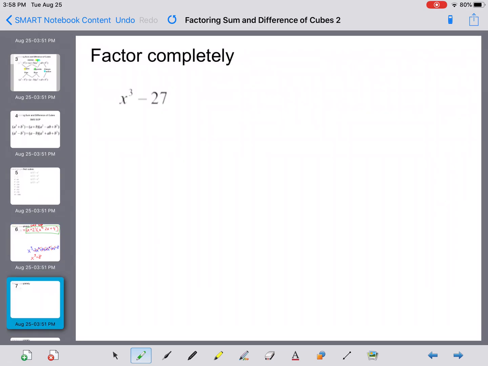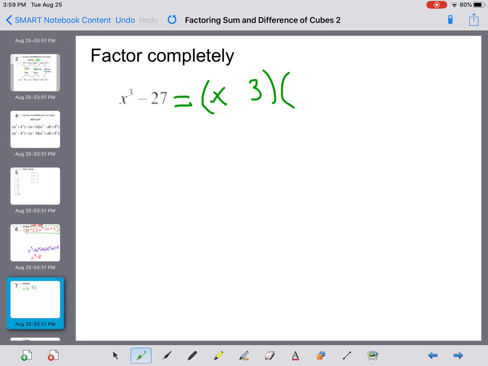Looking at another one, we have x to the third minus 27. So again, we have x to the third, which is a perfect cube, and 27 is a perfect cube. We have subtraction, but we're not going to worry about that just yet. We're going to look at x to the third. The cube root of that is x. The cube root of 27 is going to be 3. That's 3 times 3 times 3.